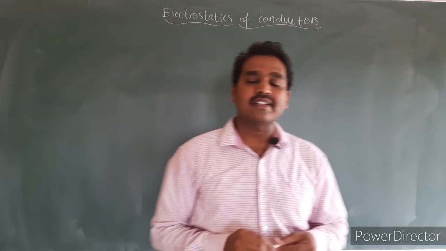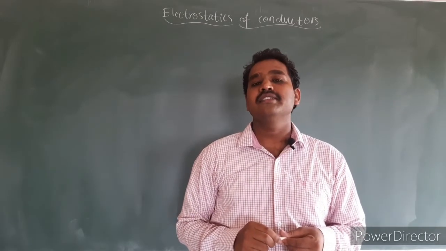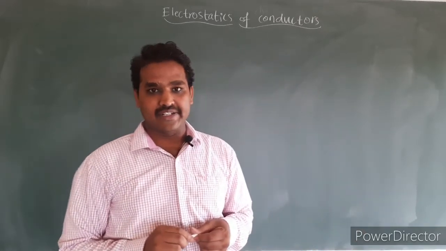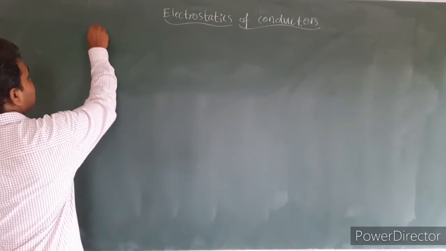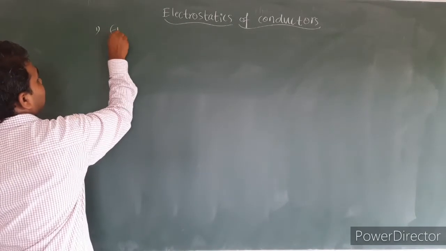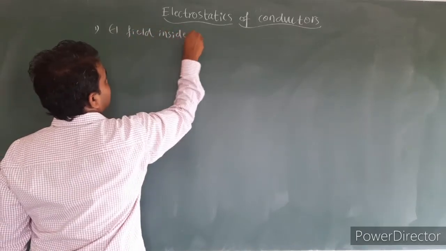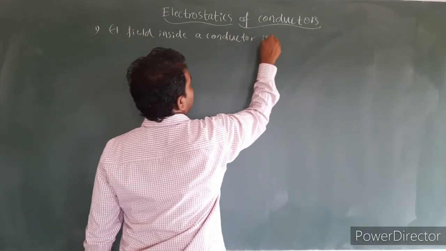In today's class, let us discuss the electrostatics of conductors, that is, the behavior of conductors in an external electric field. The first property is that the electric field inside a conductor is zero.